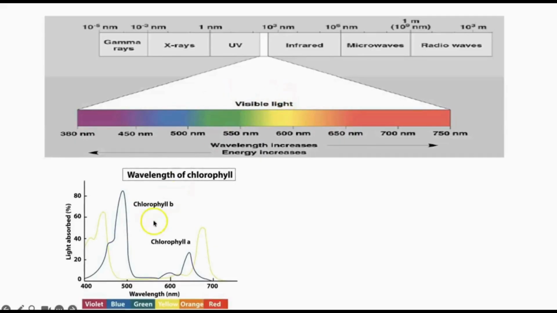And there are two types of chlorophyll, that is chlorophyll A and chlorophyll B. So the chlorophyll A absorbs the light energy in the range between 400 to 500 nanometer. The chlorophyll B also absorbs more light in the same range, 400 to 500 nanometer. Can you see the difference? So the presence of chlorophyll helps in the absorption of more sunlight.